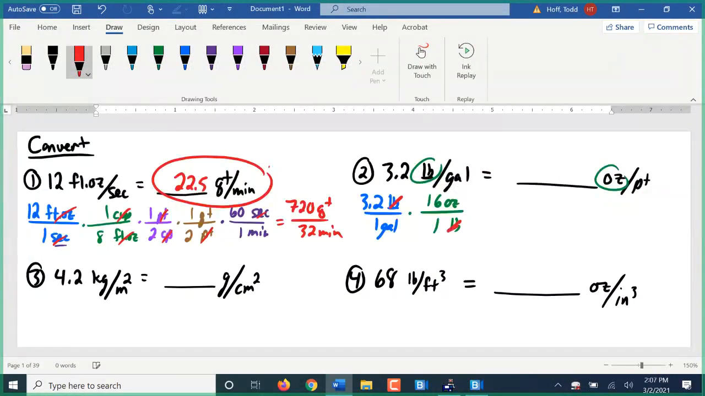So the pounds cancel out. We're now in ounces per gallon. We want ounces per pint. So after we get rid of the gallons, gallons are on bottom, so we're going to put gallons on top. 1 gallon, and we're going to go to quarts. It's 4 quarts.